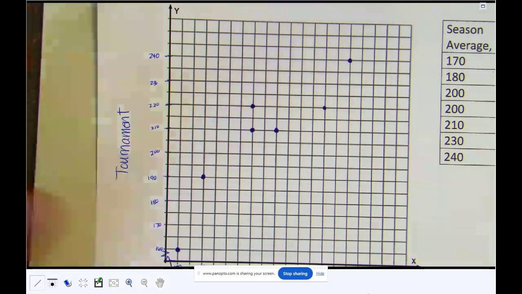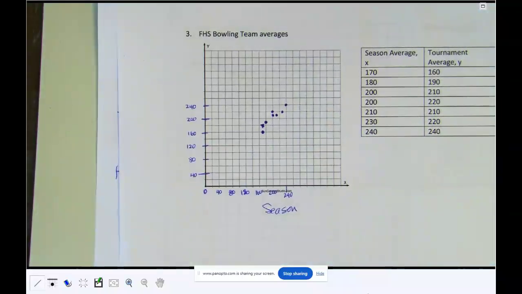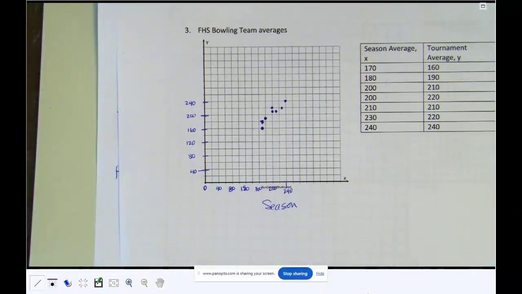Now, here's the goal. When you're making a scatter plot, you want to try to use most of your graph. I did this one real quick. This is the same thing, but every box is worth 20 here, and this is harder to read. For what we're doing next, we want that graph to be spread out. It's not wrong, it's just harder to read.